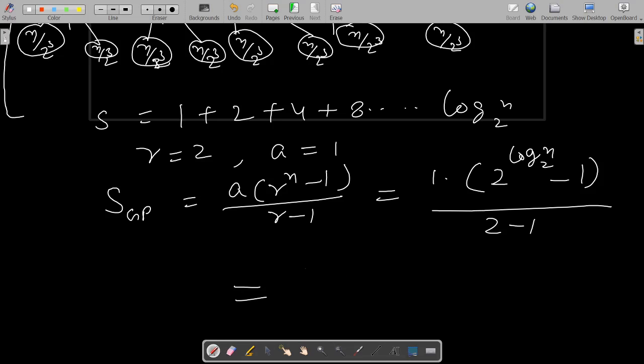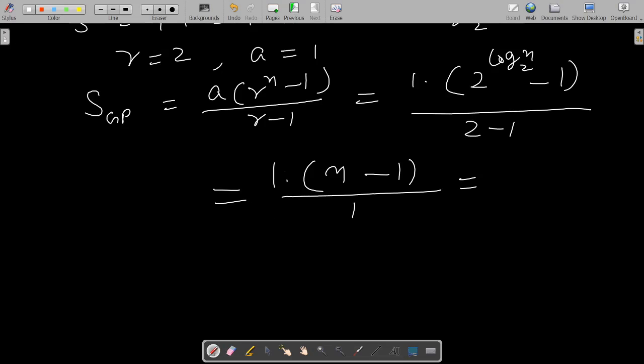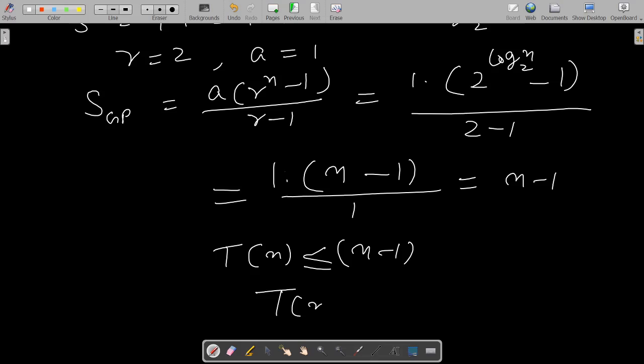Now from here we can see that 1 into 2 to the power log n base 2 is equal to n, minus 1 divided by 1. So the maximum number of operations is n minus 1. We can also say that Tn is less than or equal to n minus 1, or we can say that Tn is equal to big O of n.